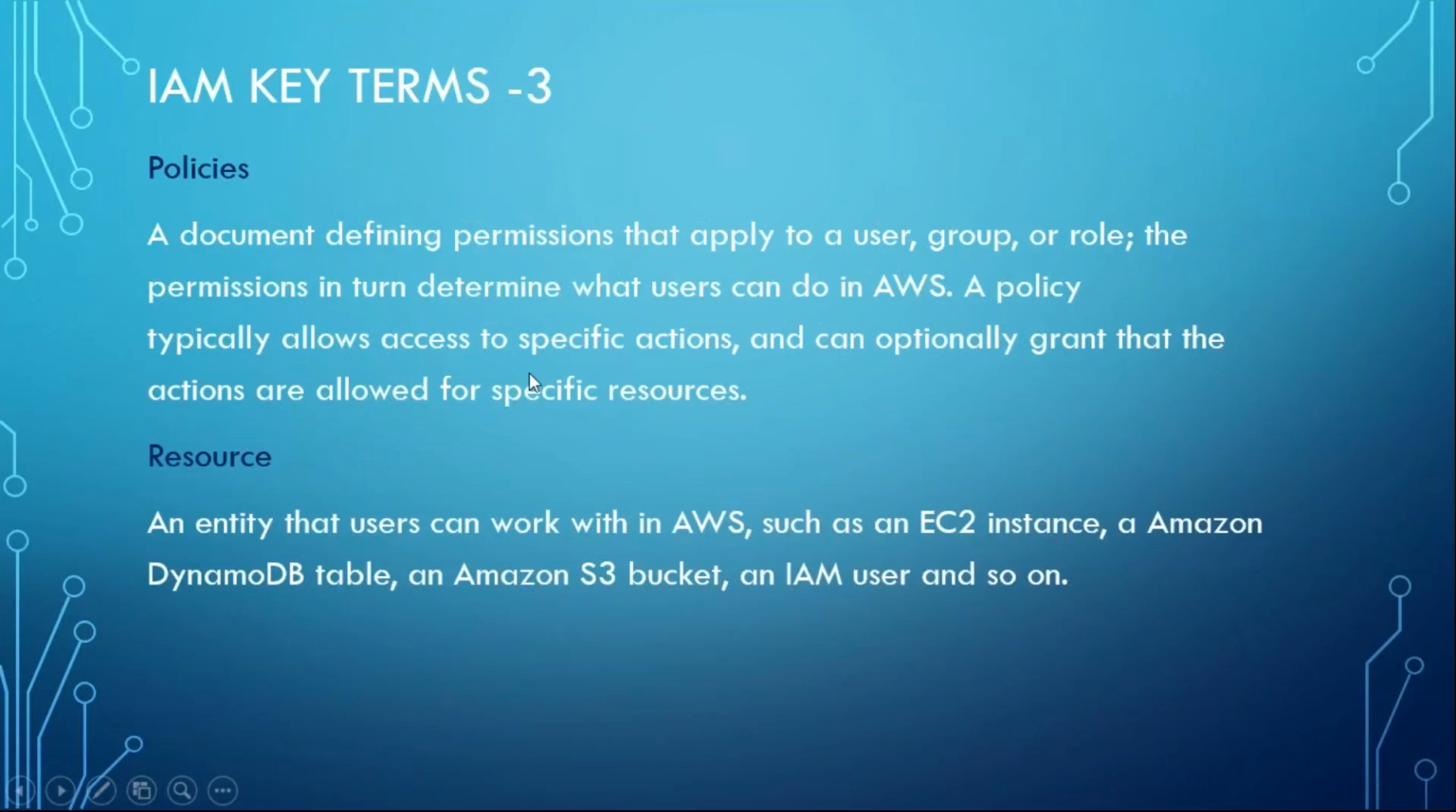So this is policy. A policy is a document defining permissions that apply to a user or a group or a role. Those definitions you can take even from AWS; they have plenty of documents. And a resource is nothing but an entity that users can work with in AWS, like a service such as EC2 or S3 or DynamoDB.